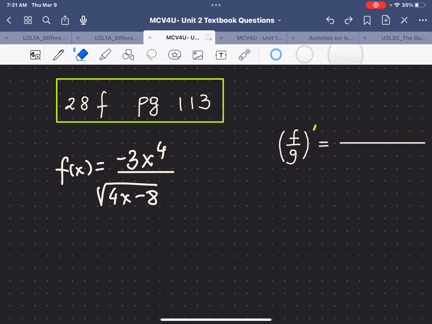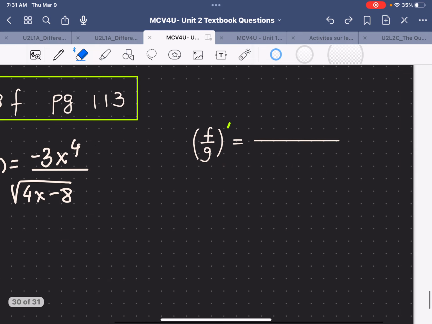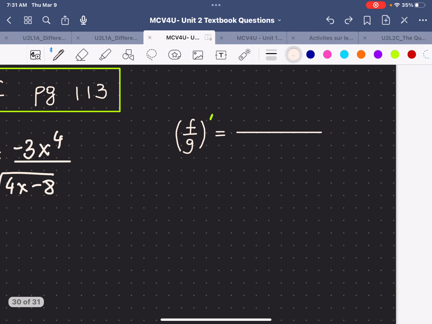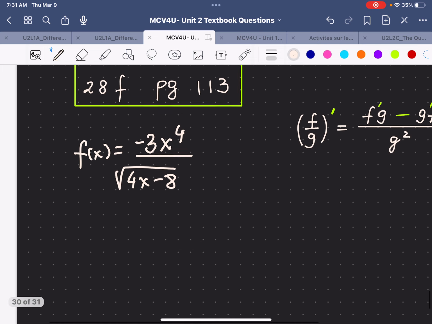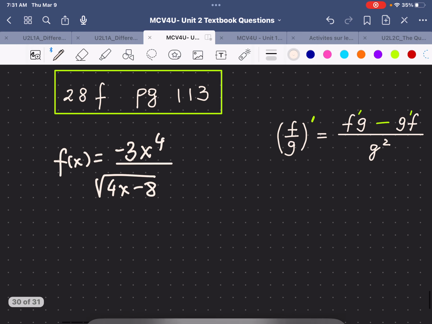So the quotient rule states that if we have the ratio of two functions, f over g, and we want to differentiate, then the derivative will be f g prime minus f prime g in the numerator, with a minus in between, and the denominator will have g to the power of 2. So let's apply this formula onto the function f of x given.